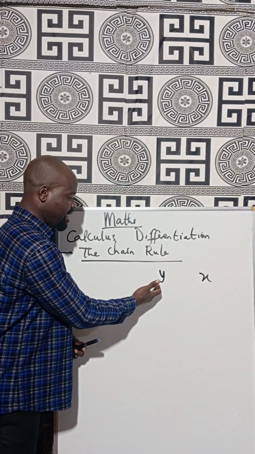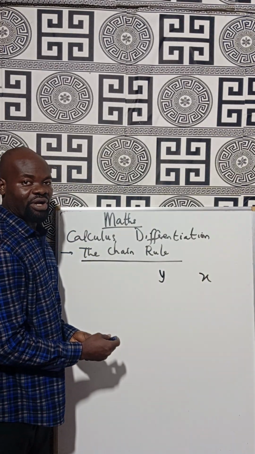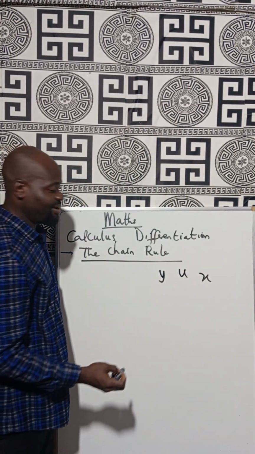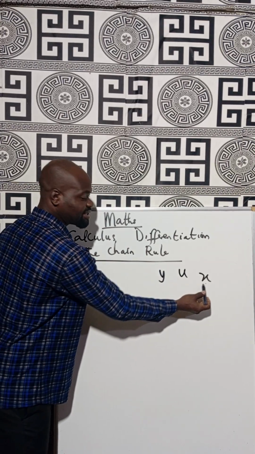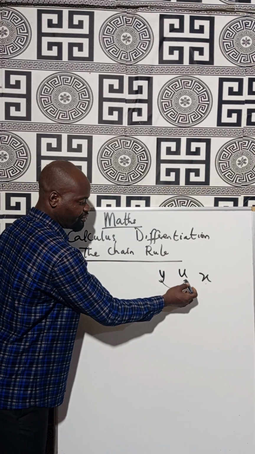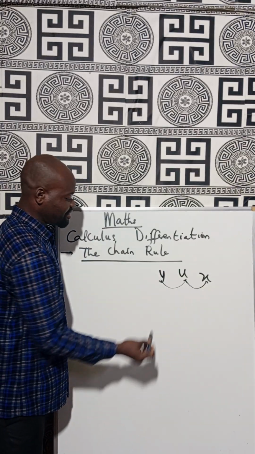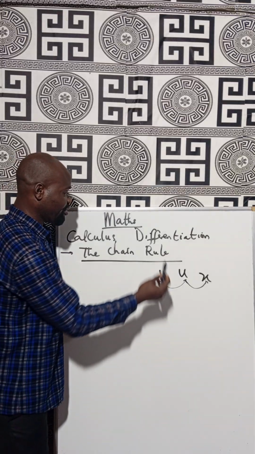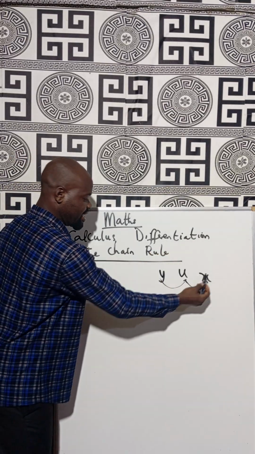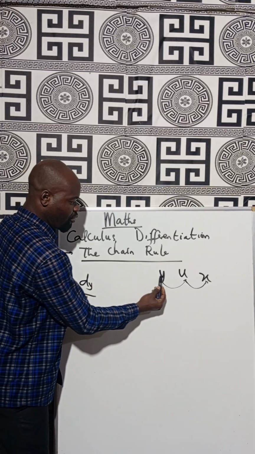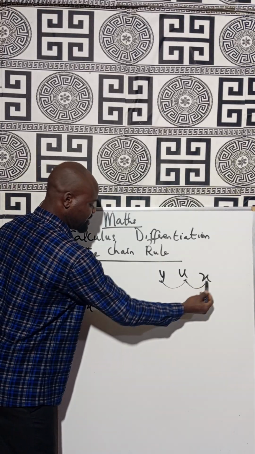So from y to x, you can introduce a letter in the middle. That's u. That means going from y to x, you can first of all go from y to u, and then from u to x. That is your dy/dx normally that you are looking for, from your differentiation. So going from y to x, that's dy/dx.